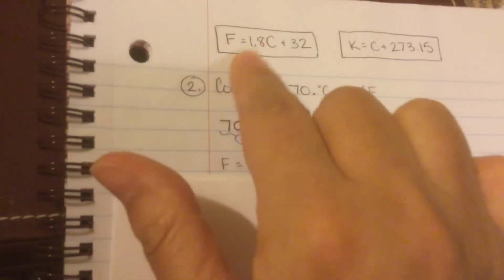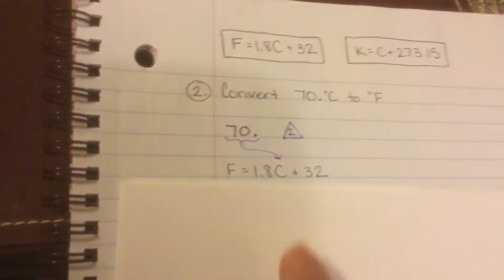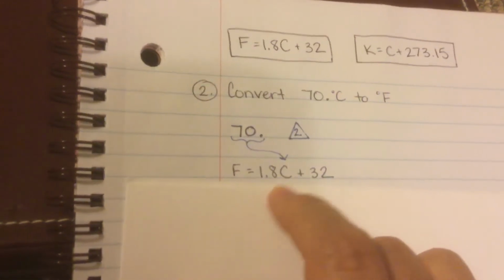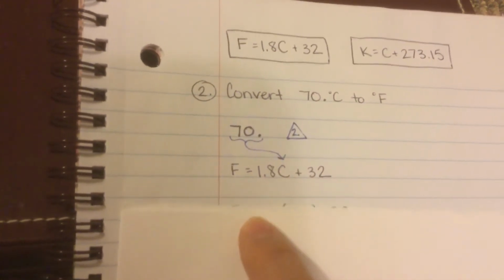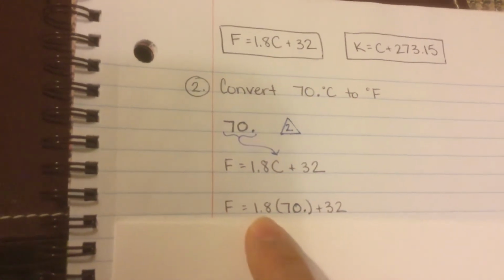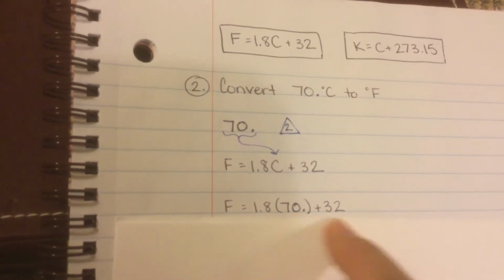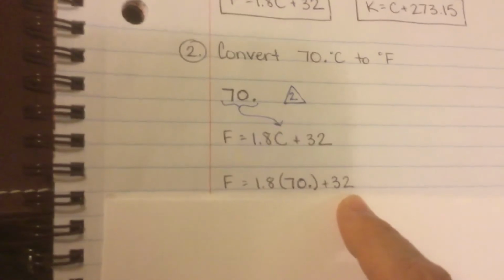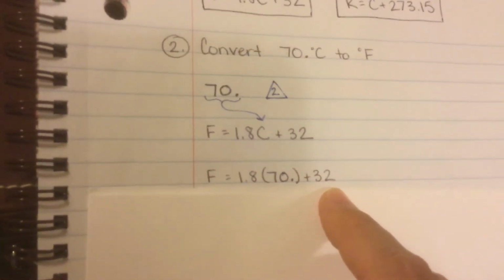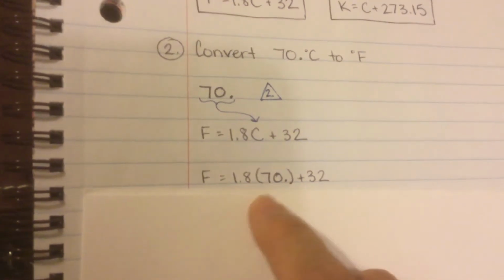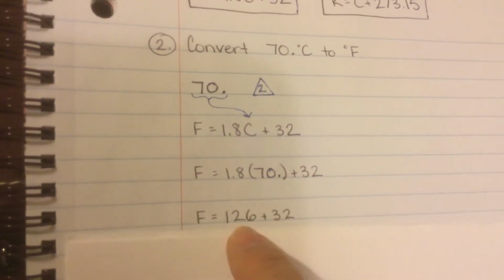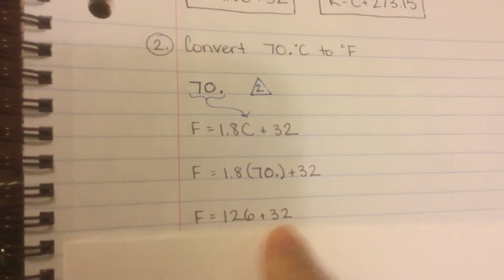Okay, so here is our Celsius to Fahrenheit, Fahrenheit to Celsius formula. And I'm going to put the 70 degrees in here with the Celsius. So now it's Fahrenheit is 1.8 times 70 plus 32. So order of operations says that I multiply and divide before I add and subtract. So I'm going to multiply these 2, and that gives me 126. And then I add the 32, that gives me 158.